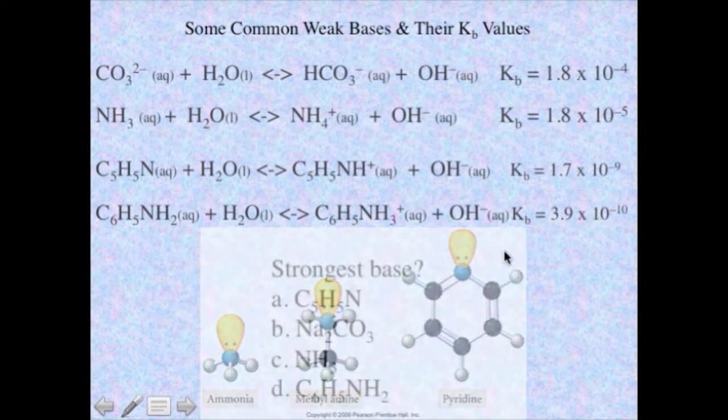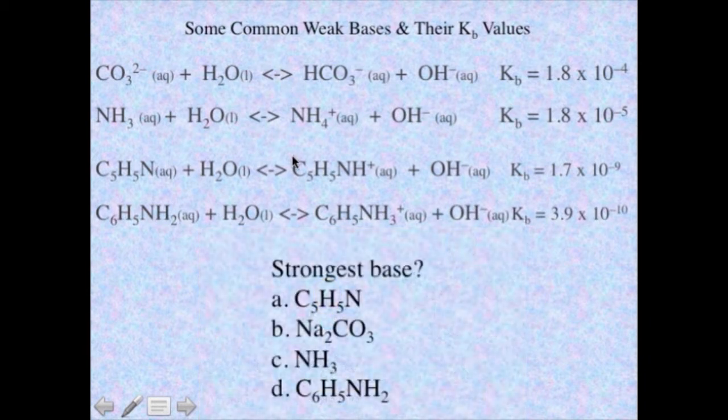So the question is, which one of these would produce the strongest basic solution? Which one is the strongest base? If you look through all of these, the largest Kb value is the one where the reaction goes furthest to the product side, producing the most hydroxide, and therefore the strongest base. That is going to be the carbonate ion. So answer B, sodium carbonate, is the strongest base of these four.